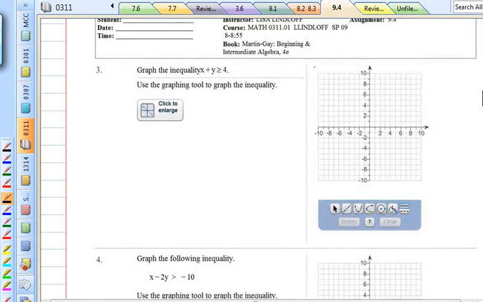This problem says, graph the following inequality. It is x plus y is greater than or equal to 4. I'm going to choose slope-intercept as my method for graphing. So I'm always going to get the y isolated on the left-hand side. I'm going to keep y by itself, and I'm going to subtract x from both sides. That's y is greater than or equal to -x plus 4.